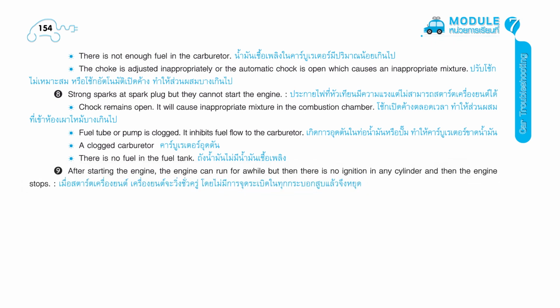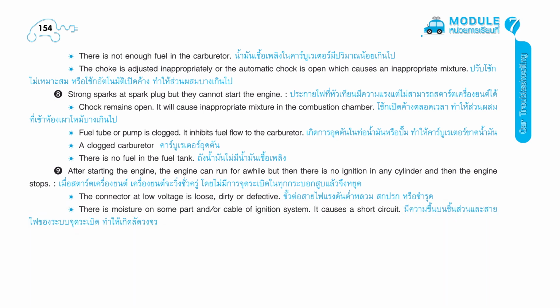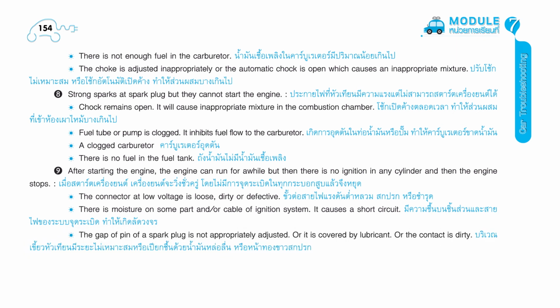9. After starting, the engine can run for a while, but then there is no ignition in any cylinder and then the engine stops. The connector at low voltage is loose, dirty, or defective. There is moisture on some part or cable of ignition system. It causes a short circuit. The gap of pin of a spark plug is not appropriately adjusted, or it is covered by a lubricant, or the contact is dirty.